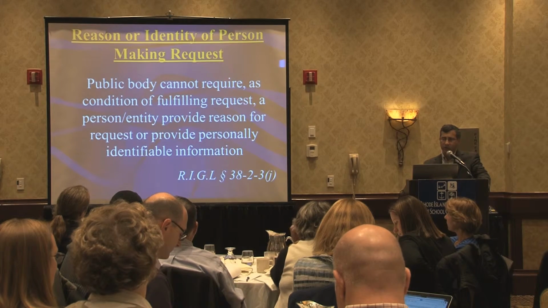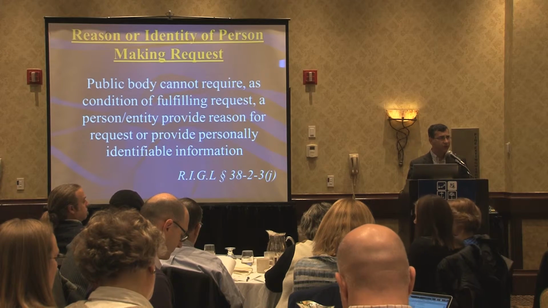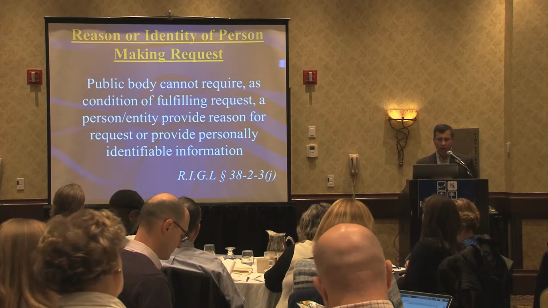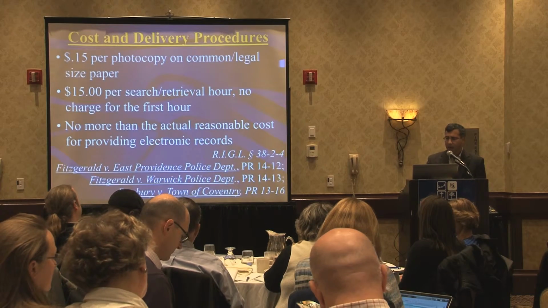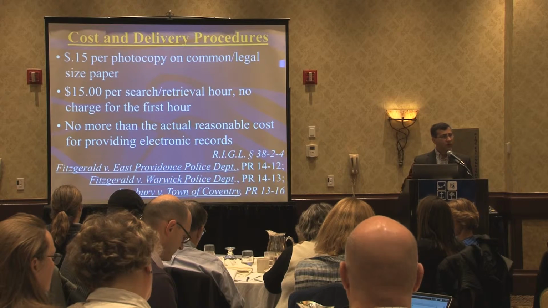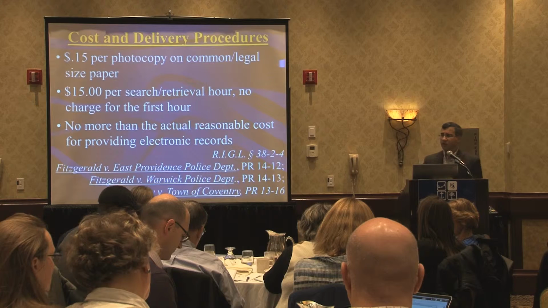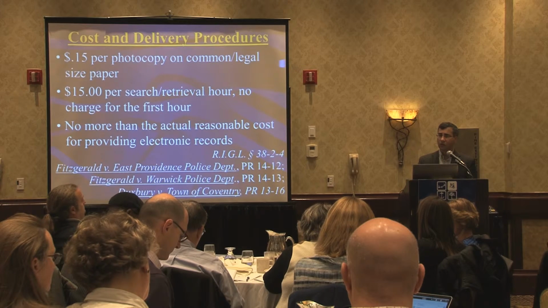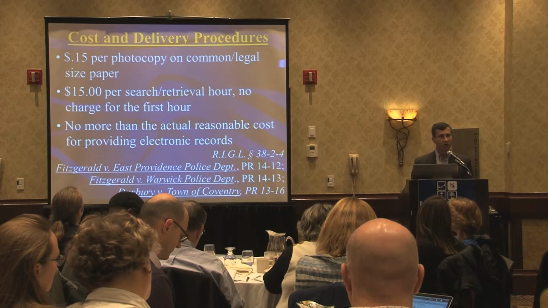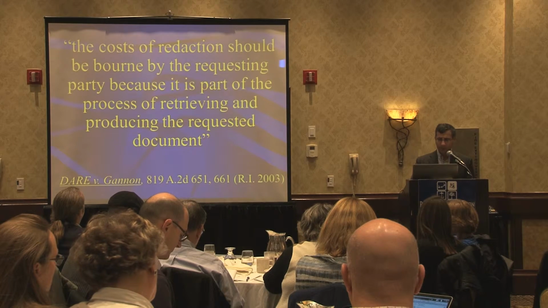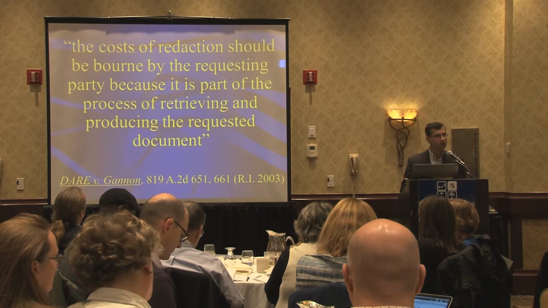You can't deny records based on who's making them or based on the reason for the request, or ask for specifically identifiable information for somebody making a request. There is a cost that you may charge for access to records, 15 cents per page, $15 per hour for search and retrieval, with the first hour being free, and no more than the reasonable actual cost for providing electronic records. The time it takes you to review a record or redact a record, that's part of the search and retrieval time.